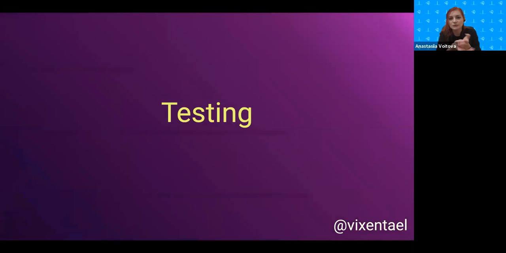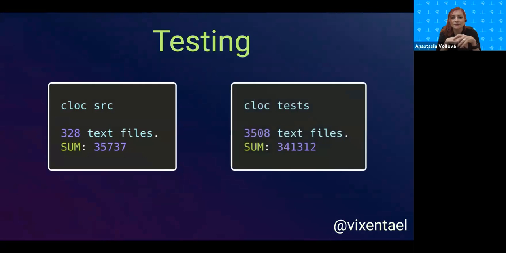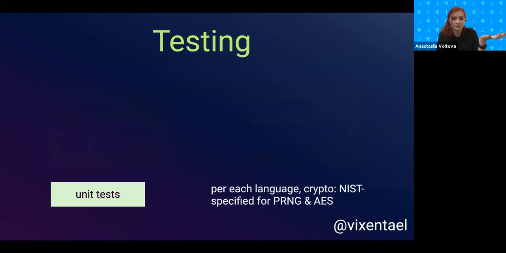And let me wrap up. Of course, when you create something as a library, you want to test it really a lot. So for example, in Themis's case, we have 35,000 lines of source code, and we have 10 times more lines for tests.